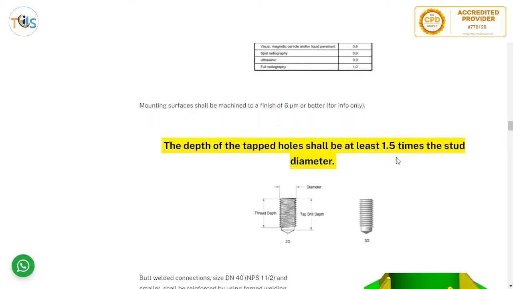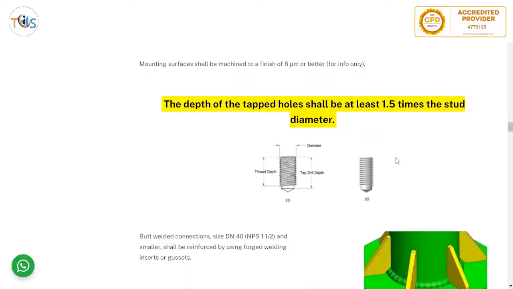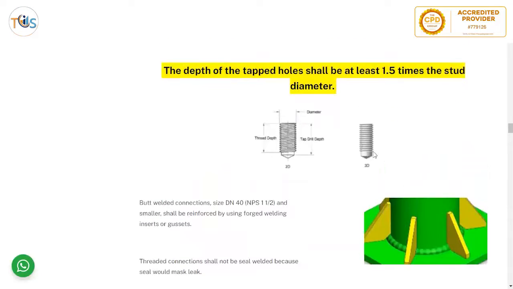Mounting surfaces shall be machined to a finish of 6 micrometers or better. Depth of drilled holes shall be at least 1.5 times the stud diameter. So the drill depth should be at least 1.5 times, so that at least you have one full engagement of one thread. So this is a minimum, 1.5 times the stud diameter. It is the diameter of the stud or the bolt. It's like a bolt without a head, actually. So this should be a minimum of 1.5 times this diameter.